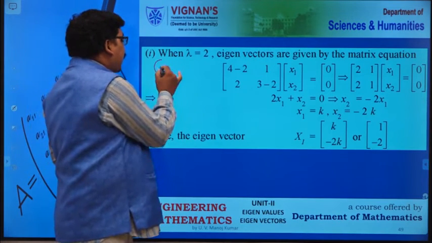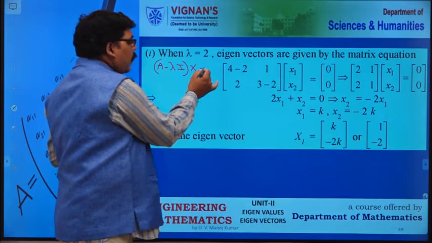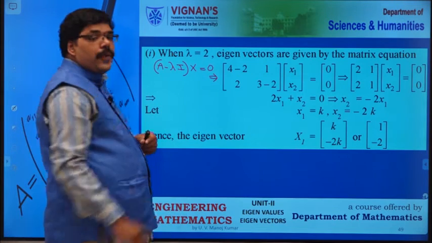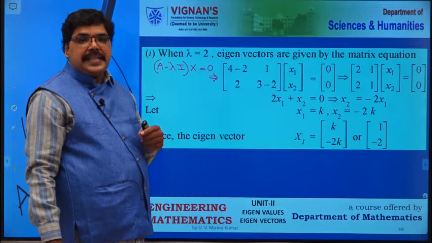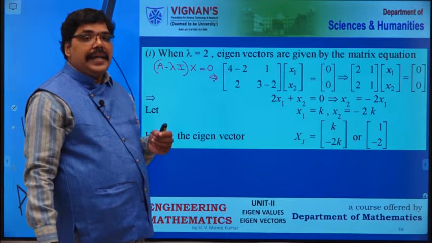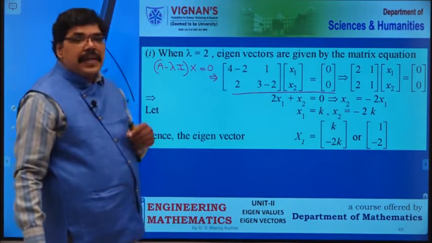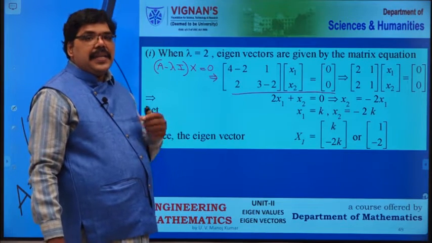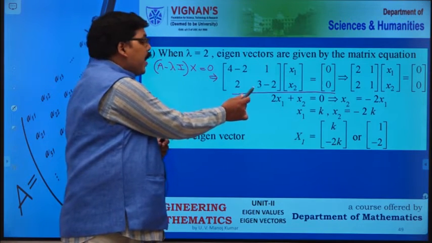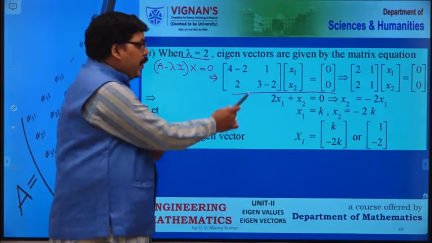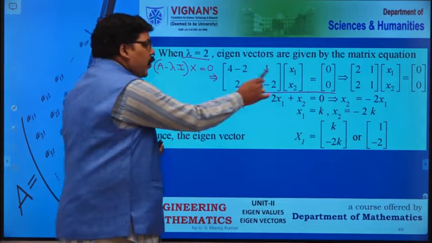For finding eigenvectors, we use the relation A minus lambda I into capital X equals 0. A minus lambda I into X equals 0 can be written in matrix form like this. What is lambda here? This is A minus lambda I. In this, I am replacing lambda with 2. So A minus lambda I becomes 4 minus 2, 1, 2, 3 minus 2, into x1, x2.